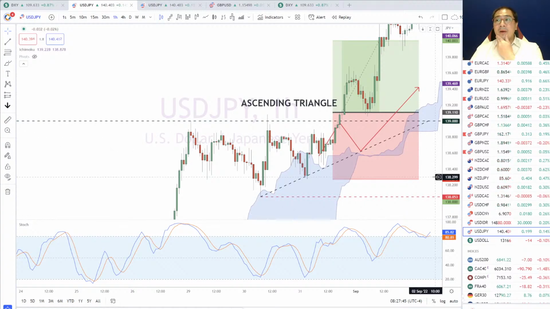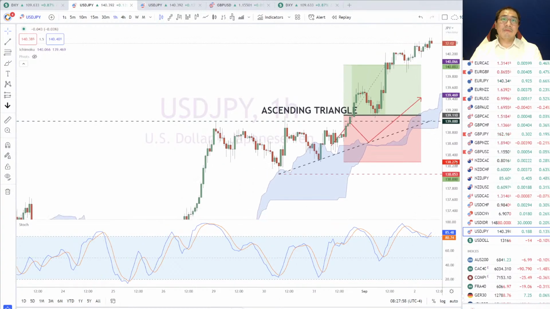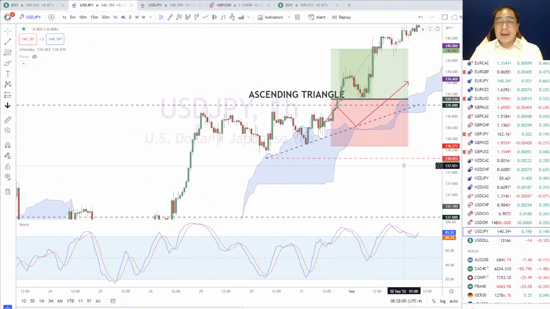Okay, it's not a rising wedge, guys. It's different. A rising wedge doesn't look like this. It is an ascending triangle. A rising wedge is a reversal pattern. This one is a continuation pattern. That's why we are aiming for more of a continuation on the dollar yen.